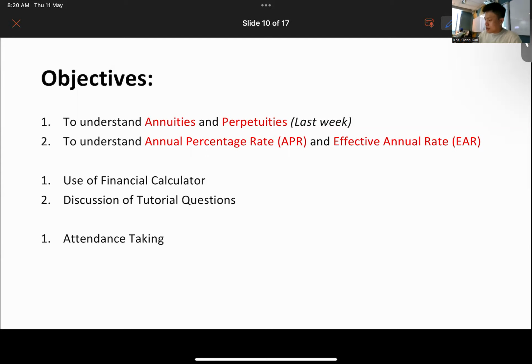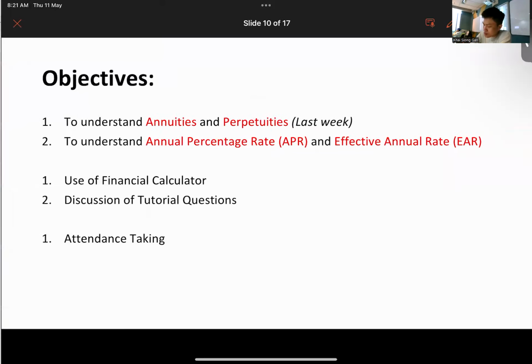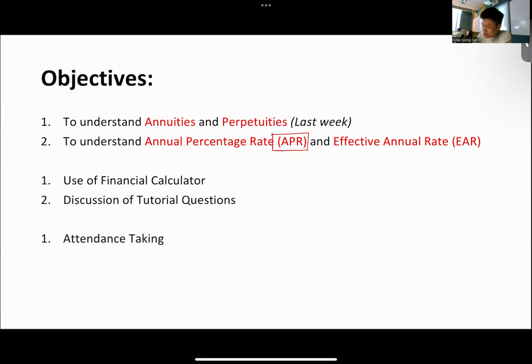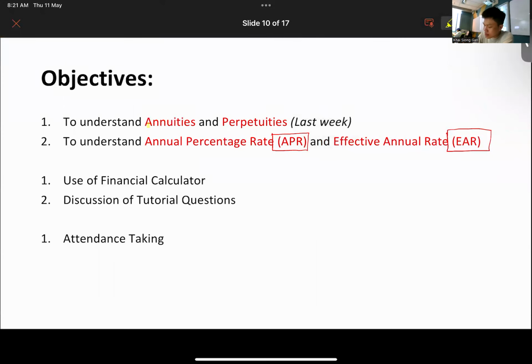Okay, let's continue. Last week we covered the contents on annuities and perpetuities. I'll go through that with you again in case you have forgotten. But the focus of today's class is these two new things, which are annual percentage rate, APR, and effective annual rate. So these are two main things of today's class. The first thing that we are going to see is a recap on annuity and perpetuity, followed by these two new concepts on APR and EAR.